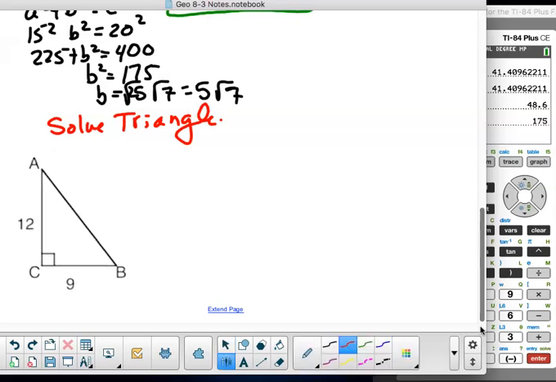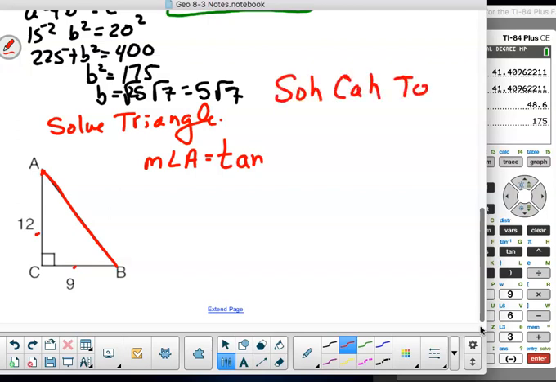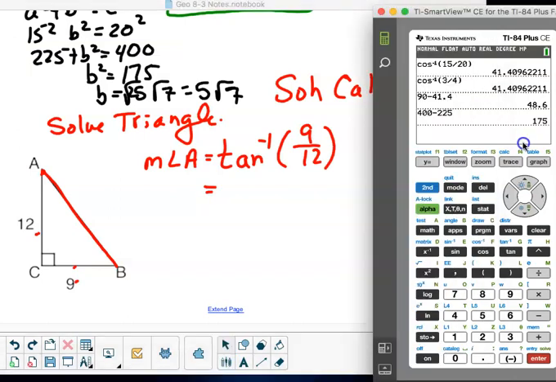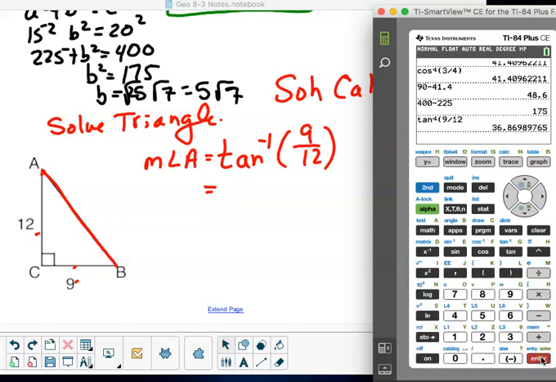So now I'm going to find all the missing pieces. The measure of angle A is equal to, now keep in mind, from A, opposite, hypotenuse. Or, nope, that's not hypotenuse. So opposite, adjacent, that's tangent. Remember SOHCAHTOA. Inverse tangent of 9/12, for angle A, because that's opposite. I'll pop that in: second, inverse tangent of 9 divided by 12. Okay, 36.8. Oh, I forgot the parenthesis.